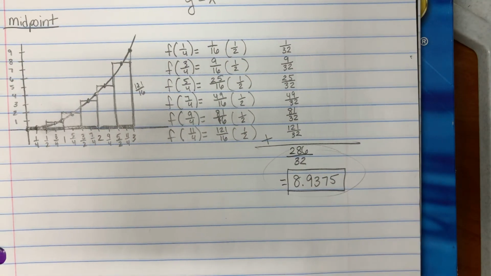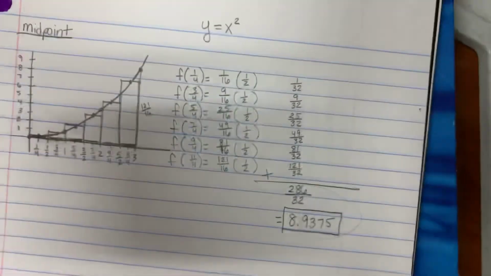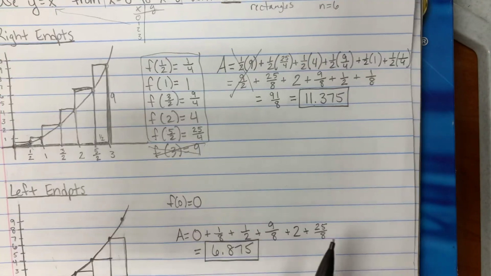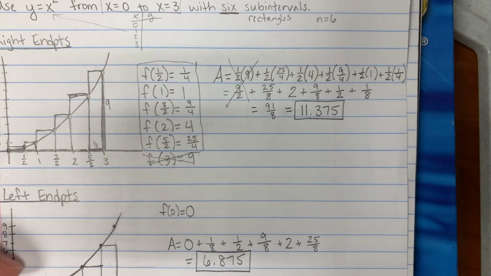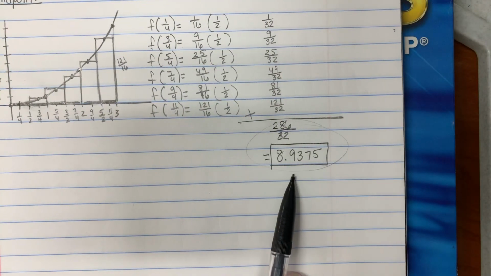So again, looking back at the other two, those other two areas were 11 point something and 6 point something. And the one that was a little more accurate was 8 point something, which is about in the middle there.